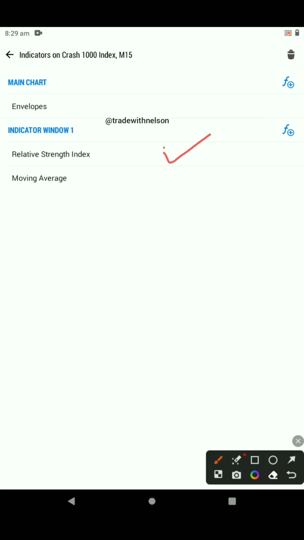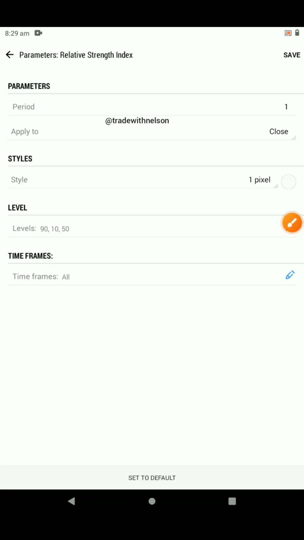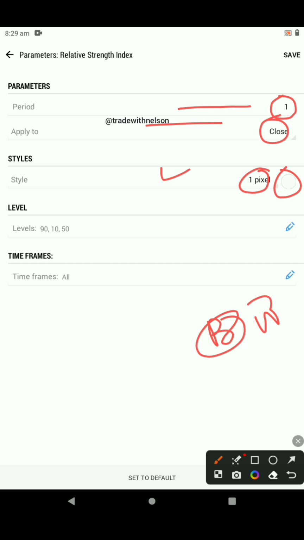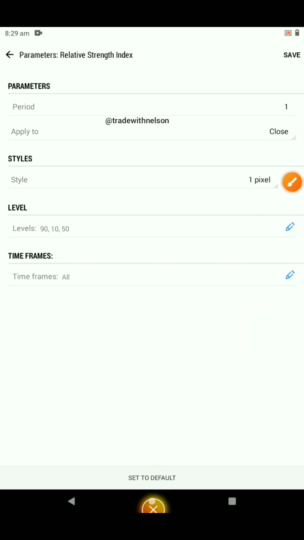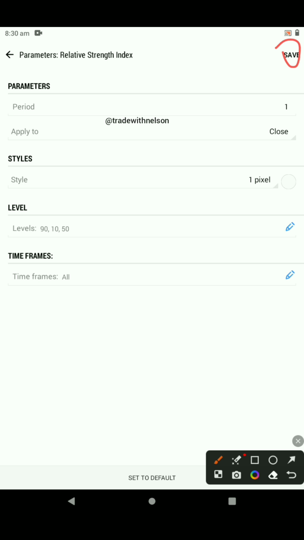For the relative strength index, click on the F icon on the main chart, scroll down a bit, relative strength index, click on that, make your period to be 1, apply to close, style 1 pixel, select the color of your background. If your background is black, select black. If it is white, you select white. For the levels, click on this pen icon, add, type 90, 10 and 50. For the style, 2 pixels, select a color of your choice. After that, click on save.